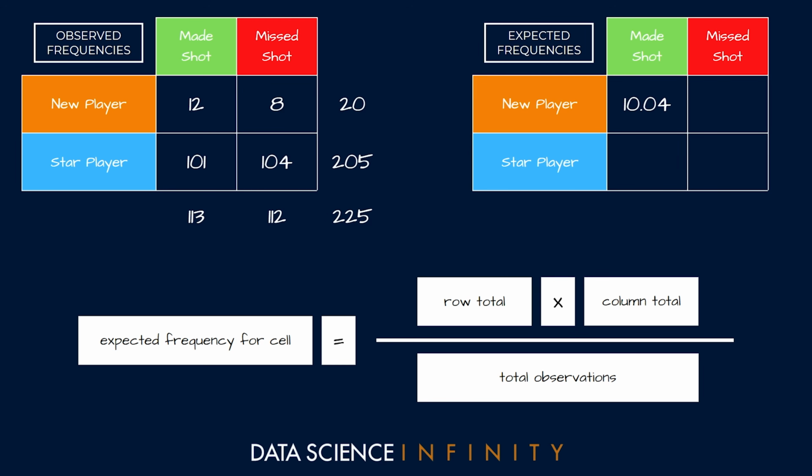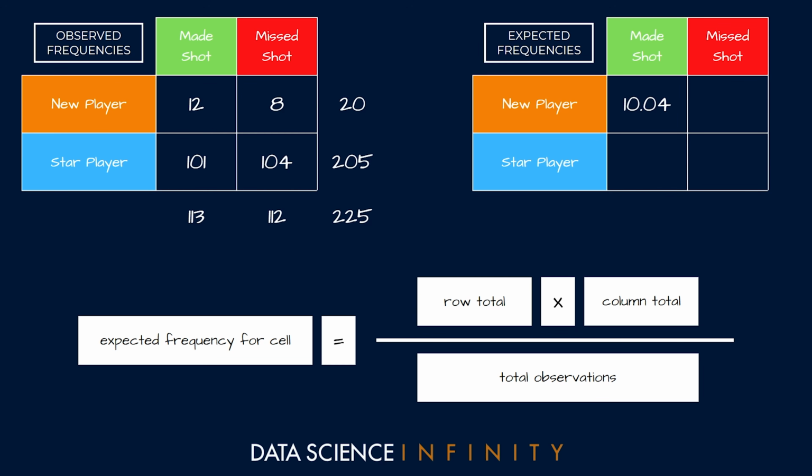Well, this is the expected number of successful shots for the new player, but based upon all of the data that we have. Or in other words, what we're doing here is we're combining both players' shooting data, and when we do that, we can see that 113 shots were made out of a total of 225 attempts, and we're applying this proportion or percentage to the 20 shots that the new player attempted, and our calculation gives us the expected number he should make.